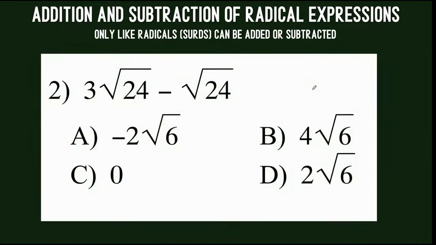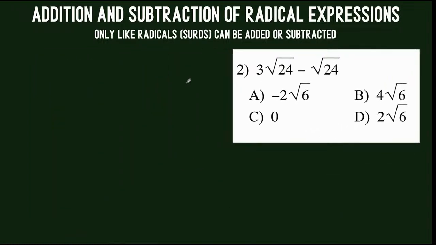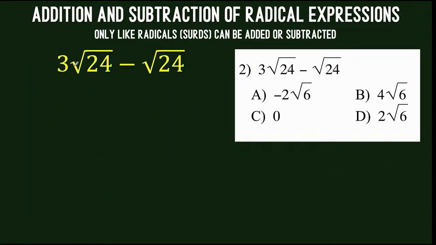Another example, 3 square root of 24 minus square root of 24. This is now subtraction. Now square root of 24 and square root of 24 are like radicals, so we can perform the subtraction right away by noting that we have here 3 copies of square root of 24 minus 1 copy of square root of 24. And the result is 2 copies of square root of 24.